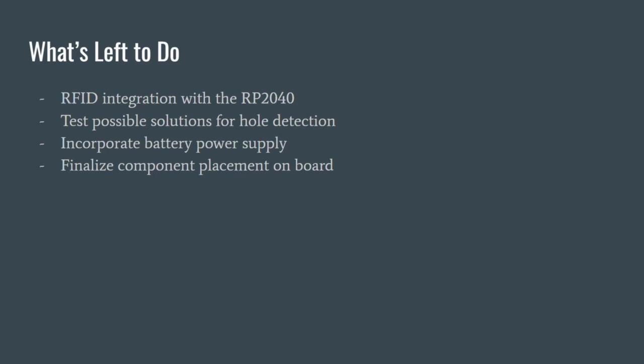With the removal of the color sensor, we also need to test possible alternative solutions for hole detection. The front runner right now is an additional cheap, low-range RFID board running inside of the hole to detect the bag that lands inside of it. This will be tested over the coming weekend and discussed at our next meeting.